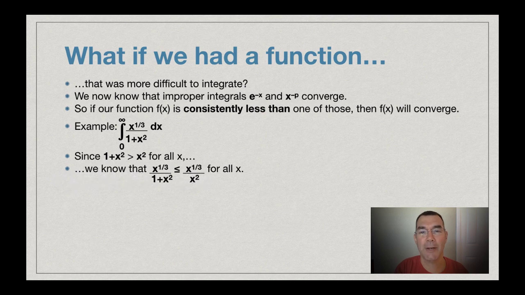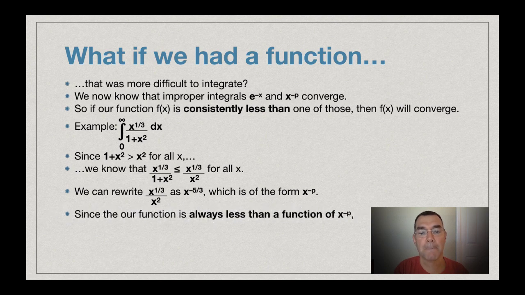So if that's on the denominator, and I've actually made the denominator smaller, that's going to make a function that is bigger. So I've got x to the 1/3 over x squared. What I can do is rewrite x to the 1/3 over x to the 2 as x to the negative 5/3. And that is in the form x to the negative p. So I know that x to the negative 5/3 will converge. We've shown that any integral of x to the negative something is going to converge.